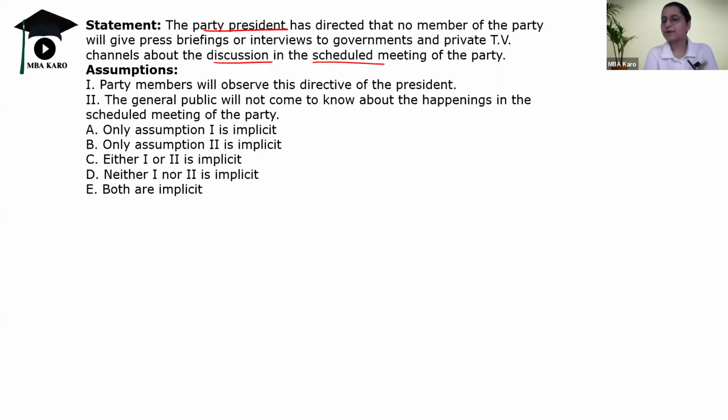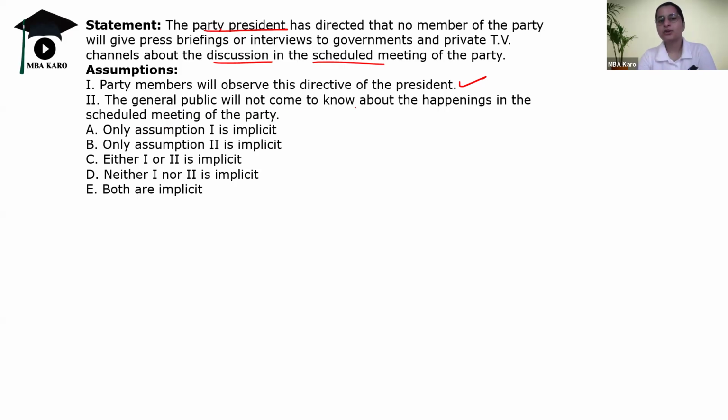Okay. Now, this party president is giving this directive. What is this person assuming? Number one, party members will observe this directive from the president. Number two, the general public will not come to know about the happenings in the scheduled meetings of the party. If people are giving instructions, why are they giving them? They are assuming that their instructions are going to be followed. Otherwise, nobody would be saying anything, right? So this one is implicit.